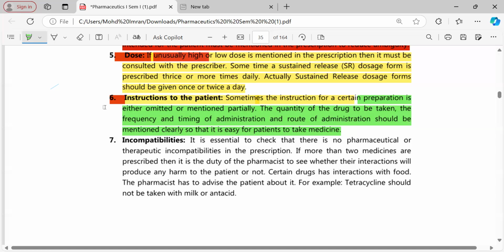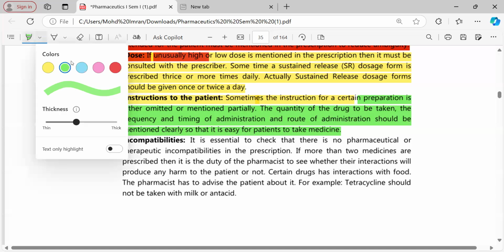So patients should be instructed properly how to use the drugs, right? A soluble tablet like this was not supposed to be taken directly. It is supposed to be dissolved in a glass of water, and then it is taken. So you should know that this instruction should be given to the patient. If not given, that's a serious error.